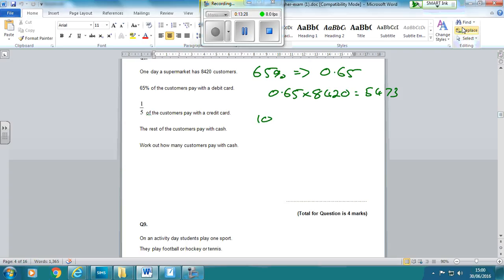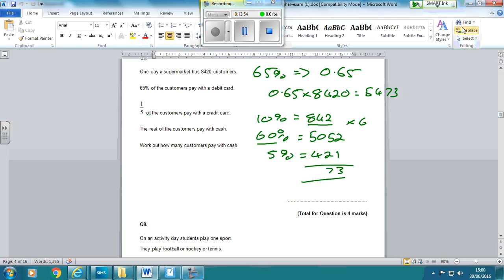So 10% of 8,420 equals 842. Now, you've got a calculator, so 60% is going to be 6 lots of that. That's going to be 5,052. That's what 60% is. 5% is going to be half of this. That's going to be 421. Then add those together, and you still get 5,473. So that's what 65% is.